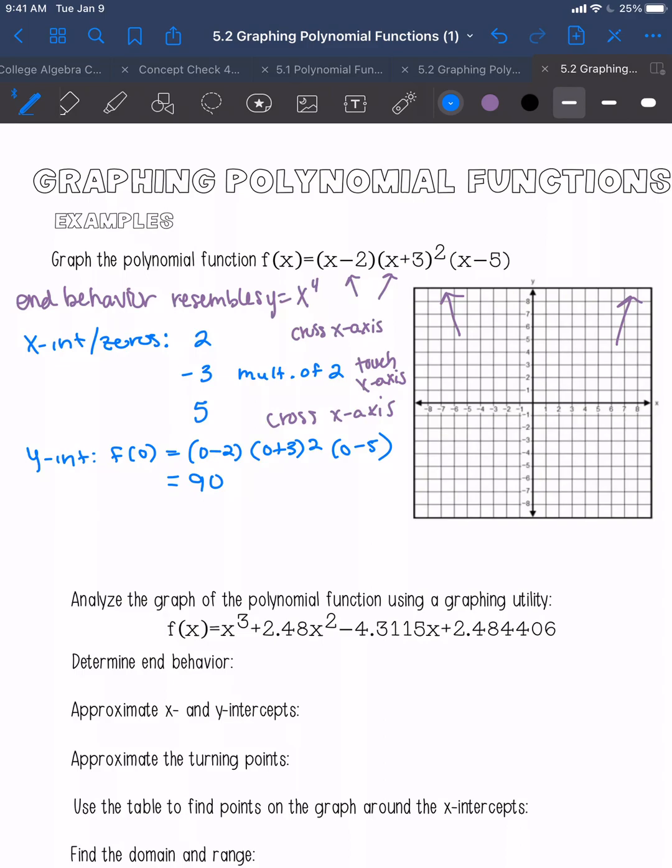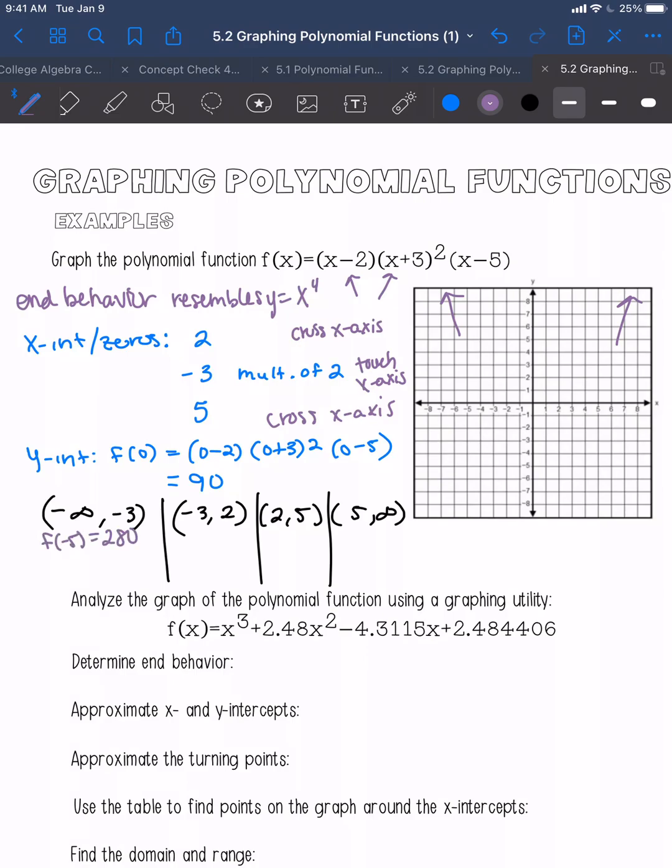And then the intervals that we could look at would be -infinity up to -3, -3 up to 2, 2 to 5, and then 5 to infinity. So those are the different intervals we would test to see if we're above or below the x-axis. Just quickly, if I found f of -5, I would get 280. Excuse me, so that entire interval would be above the x-axis, and the point -5, 280 would be on the graph.